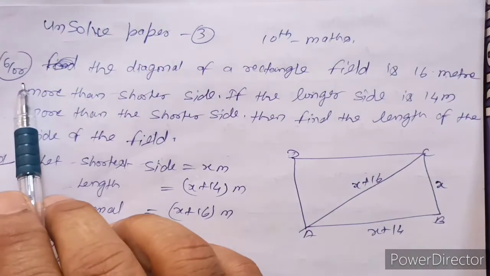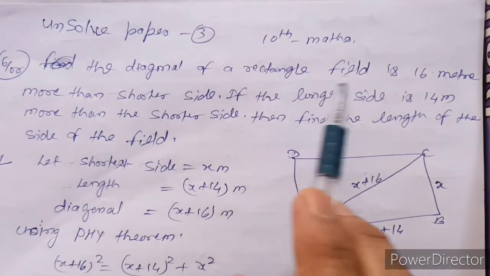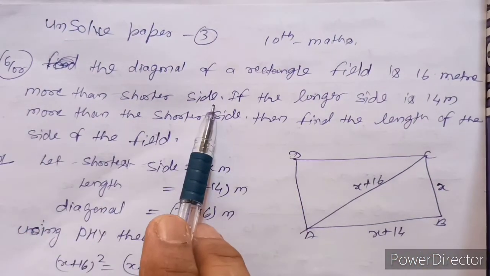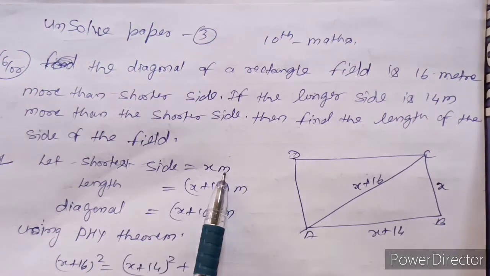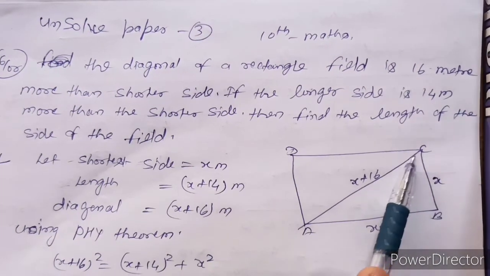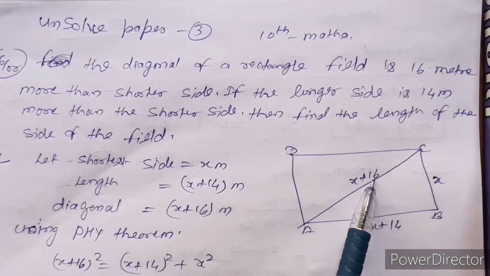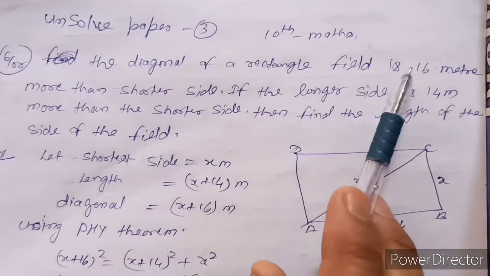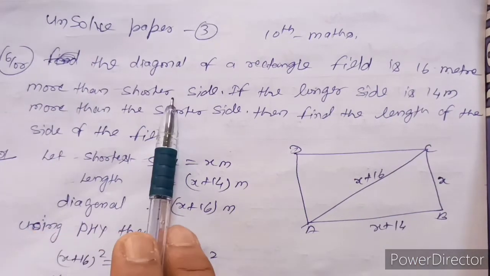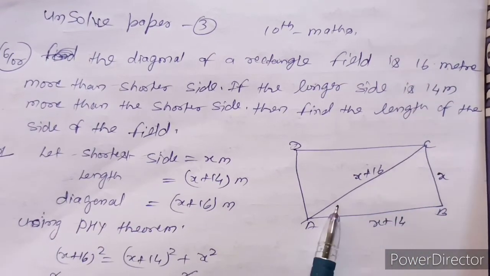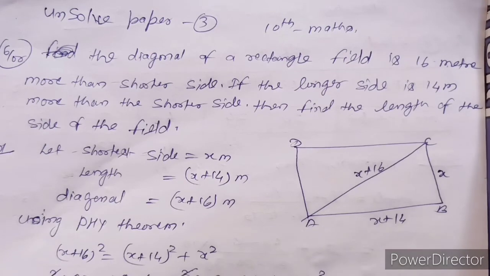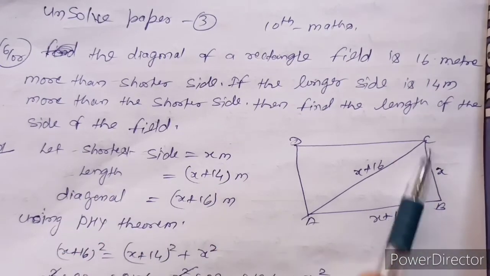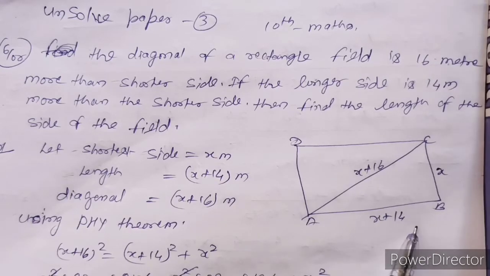Question number 6. The diagonal of a rectangular field is 16 meters more than the shorter side. Let the shorter side be equal to x. So the diagonal will be x plus 16, that is 16 more than the shorter side. And the other side, the length, is 14 more than the shorter side, so x plus 14.